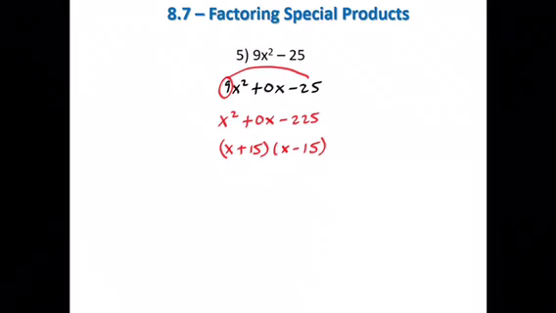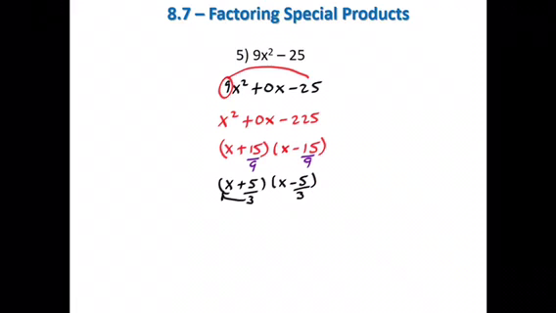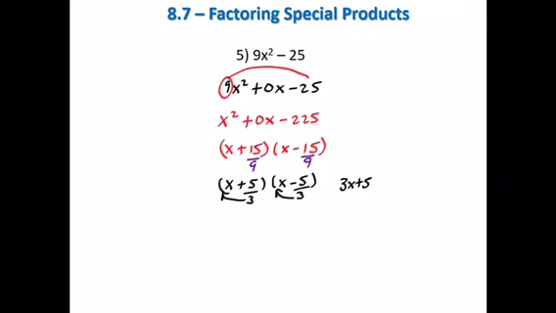We now need to divide by the leading coefficient, which in this case was 9. And in this case, it doesn't go evenly into either one. It seems to be a common theme in this problem set. And so we're going to simplify both fractions. So we're going to get x plus 5 over 3, and then x minus 5 over 3. And then we bring the denominator out in front, and our final factored form becomes 3x plus 5 and 3x minus 5.